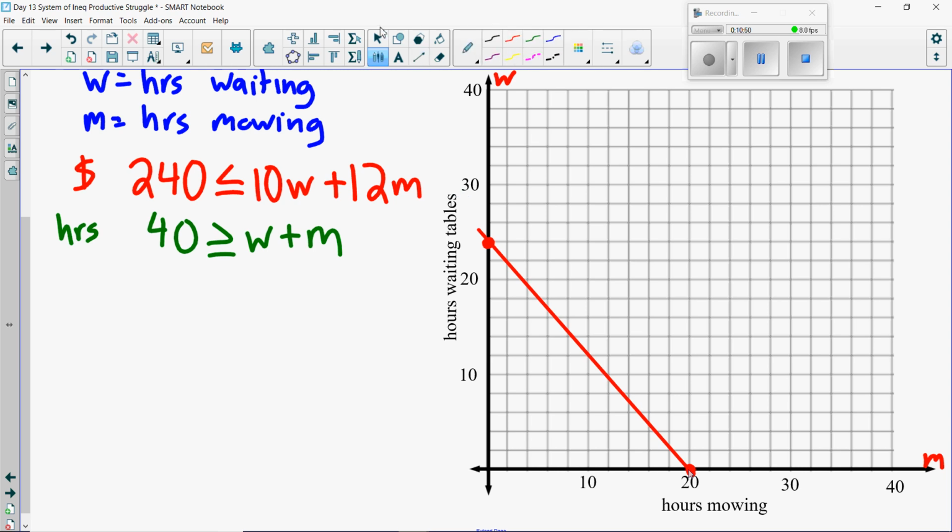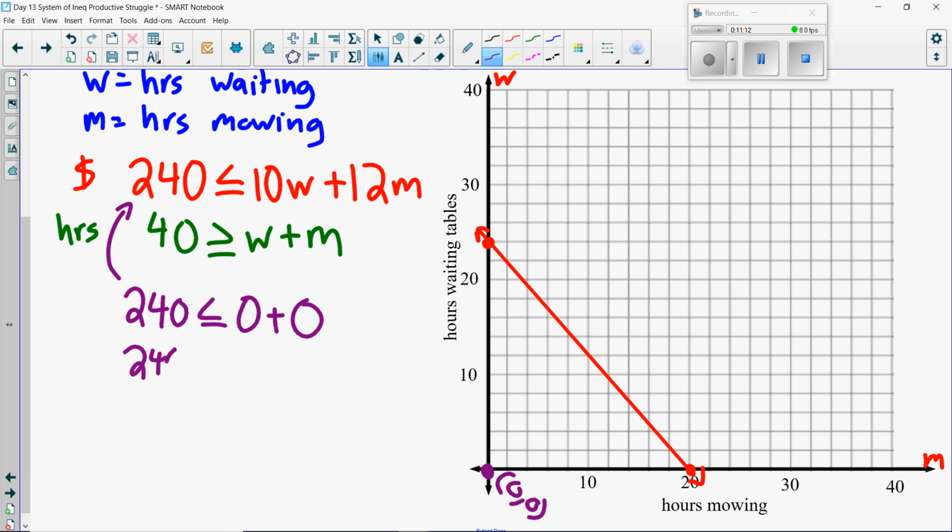Now I have to think about which way we should shade. Well, again, plug in 0, 0 into this inequality. 240 is less than or equal to 10 times 0 plus 12 times 0, which is 0. So 240 is less than or equal to 0. Is that true? No, that's false. So 0, 0 should not be on the shaded side. So we're going to shade the other region, up and away.